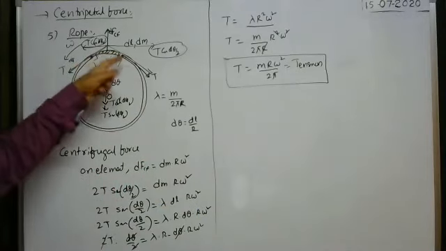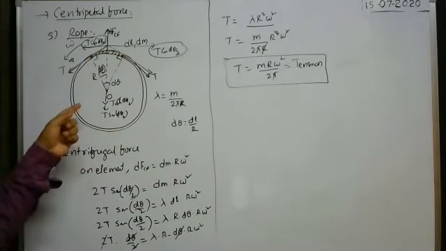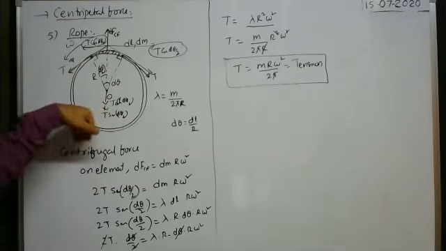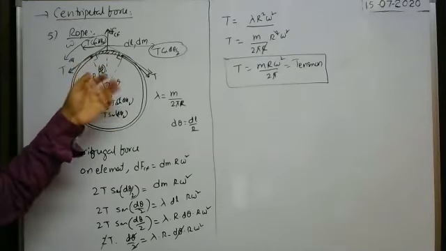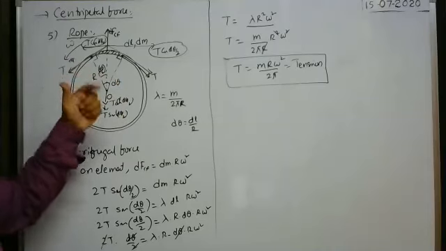Here there is a circular tube. It is filled with water or any liquid having certain density. Then the circular tube is made to rotate.